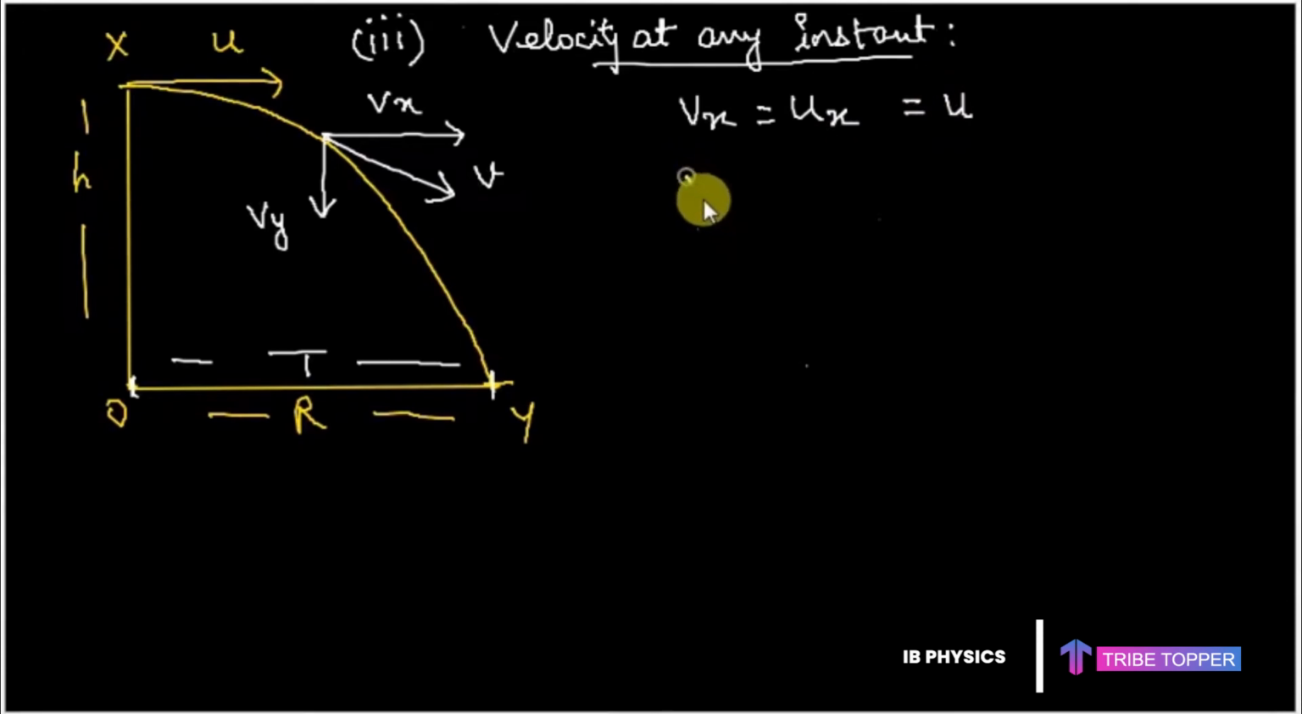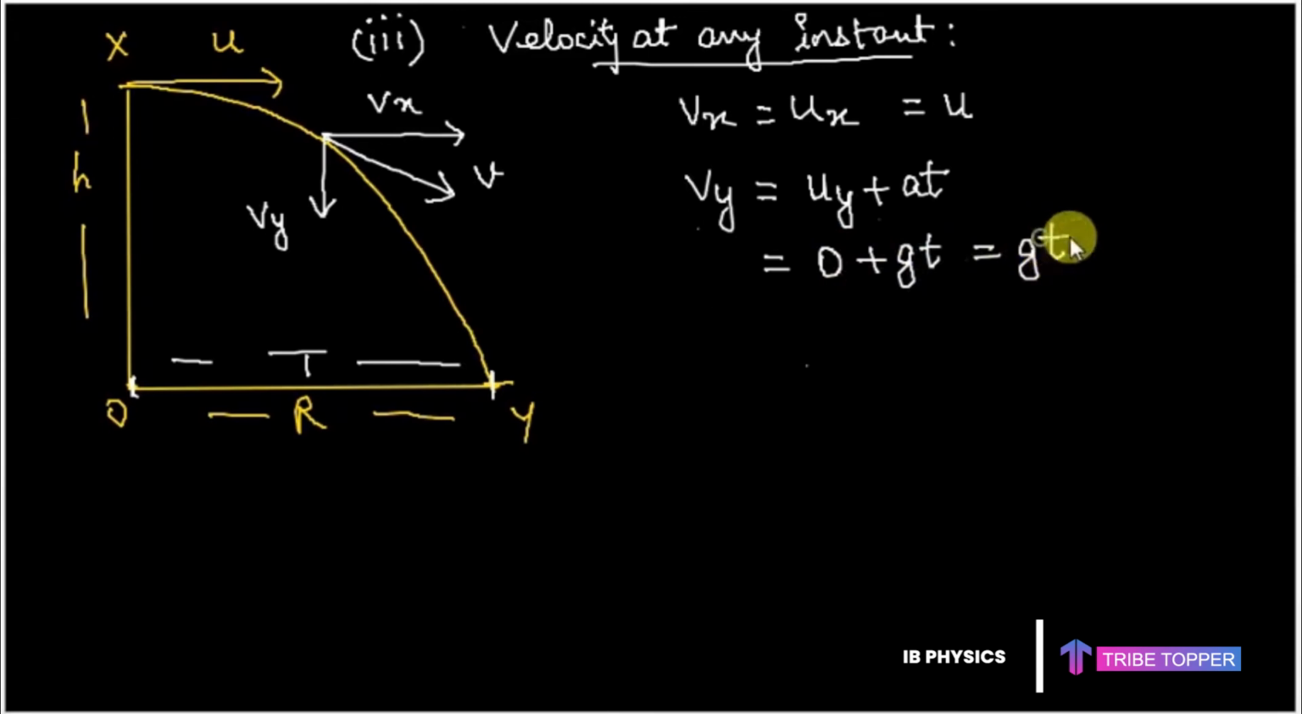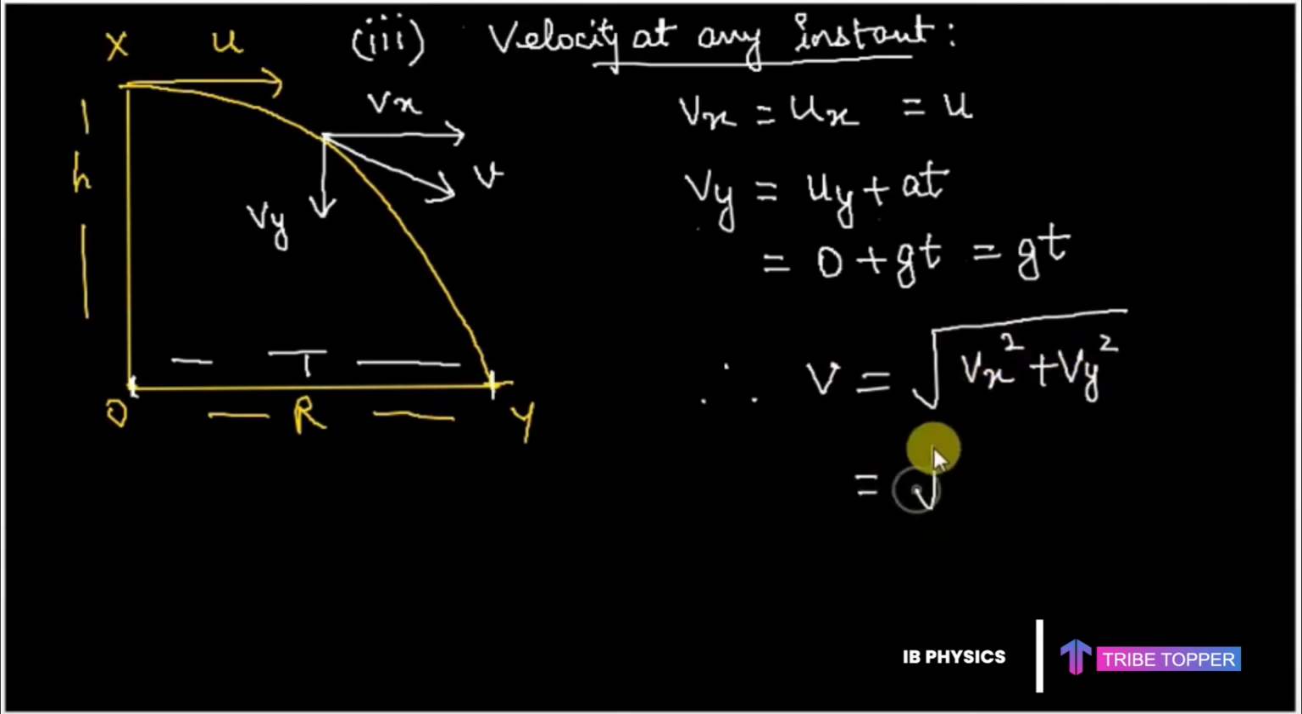But the vertical component of the velocity is changing every instant because of the gravity. So vy we can calculate using the equation u plus at. So along the vertical, uy was 0. Initially we did not give any velocity along the vertical, plus gt. Therefore the vertical component of velocity is gt. Therefore by vectors you already know how to find the magnitude of this net velocity. It's going to be equal to the root of the sum of squares of the two components, vx square plus vy square. So you just get v, the velocity at any instant, is equal to root of u square plus g square t square.